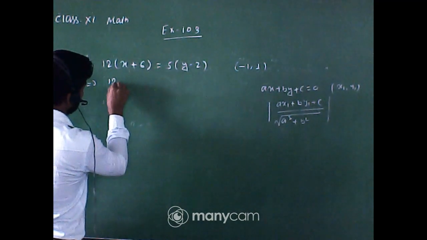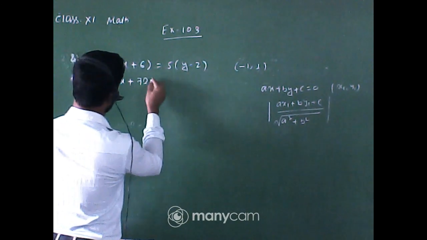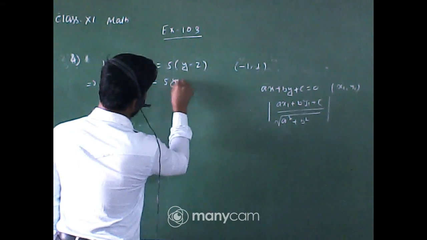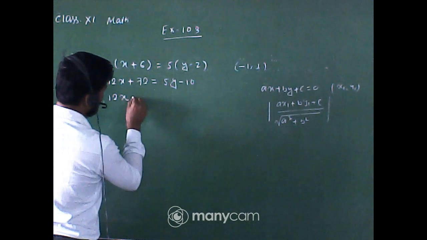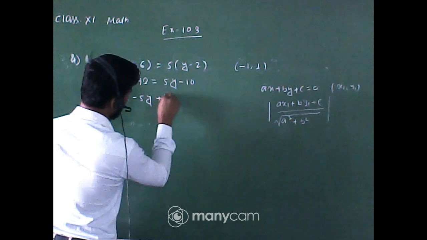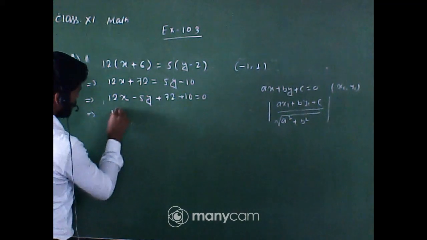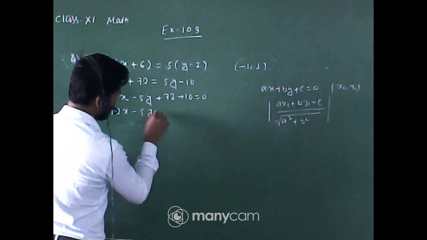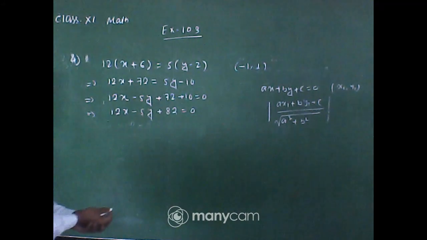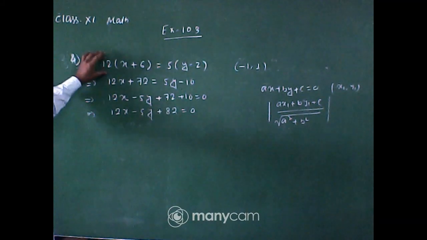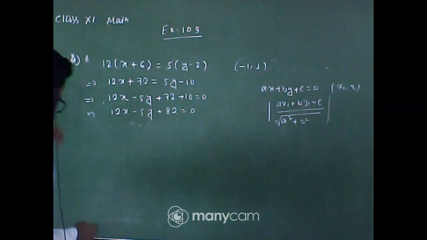12x plus 72 is equal to 5y minus 10. That means 12x minus 5y plus 72 plus 10 is equal to 0. That means 12x minus 5y plus 82 is equal to 0. Okay, now we just put the given equation in standard form first, and then we'll use this formula.